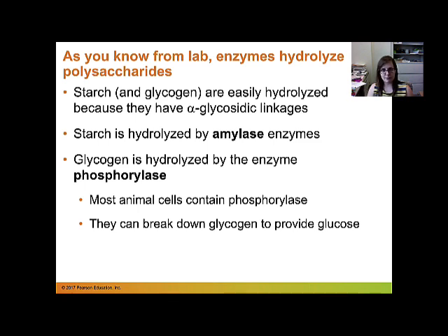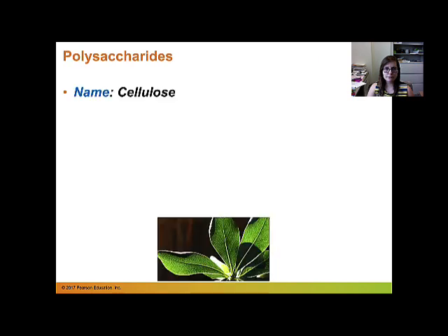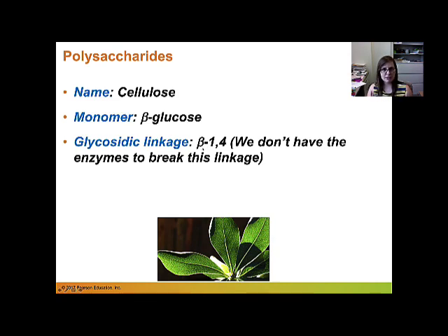So we're able to break them up, and then we're able to use the glucose. The next thing I want to talk about is cellulose. This is a carbohydrate that's found in plant cells, and it's made up by the monomer beta glucose. Okay, so that's different than the previous two. And because it has beta glucose, we end up with these beta 1,4 glycosidic linkages. And we don't have the enzymes to break apart cellulose. And so when we talk about cellulose, we talk about dietary fiber. So this isn't something that our body can easily digest.